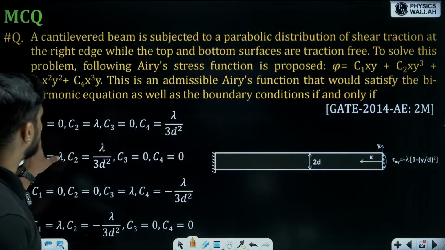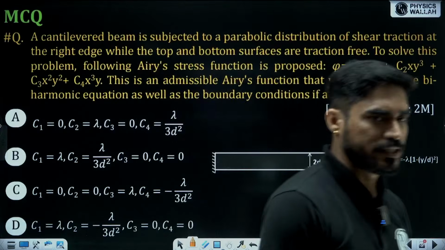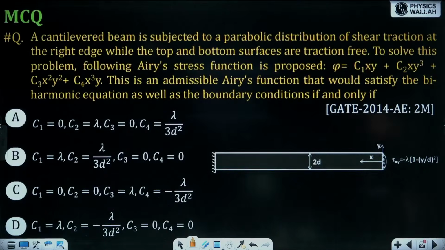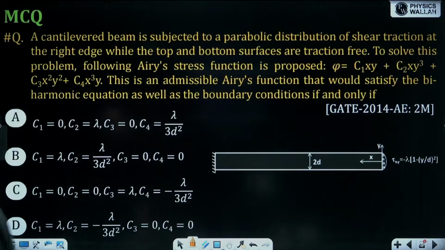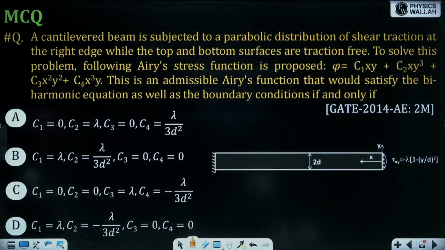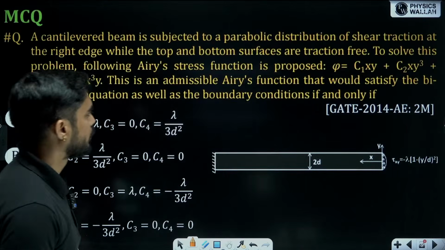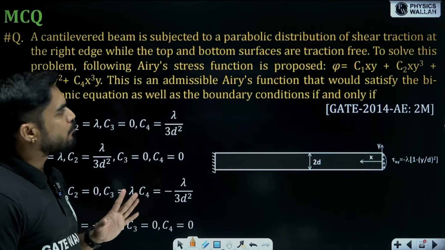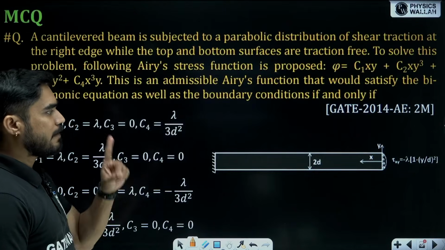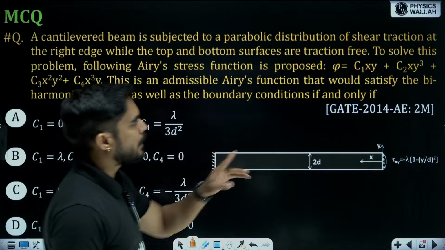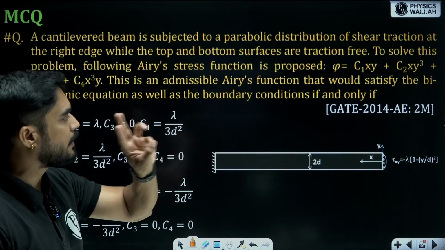C1, C2, C3, C4. We need to find these 4 constants. We need to satisfy the boundary condition, and we also need to satisfy the biharmonic equation. So by satisfying all these, we will find C1, C2, C3, C4. We have one biharmonic equation and we need three boundary conditions, because we have four unknowns, na, C1, C2, C3, C4.